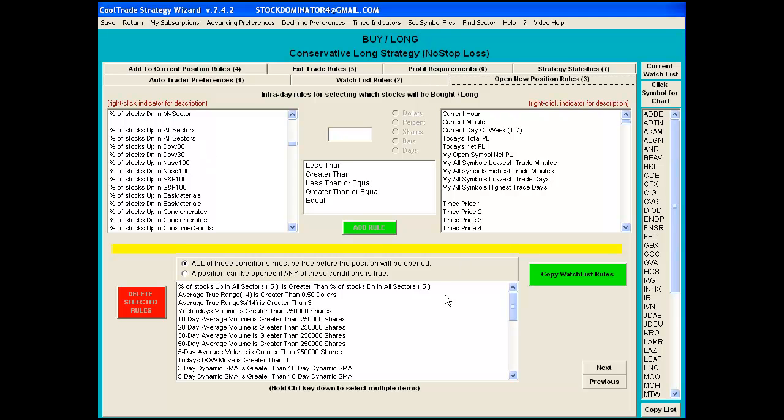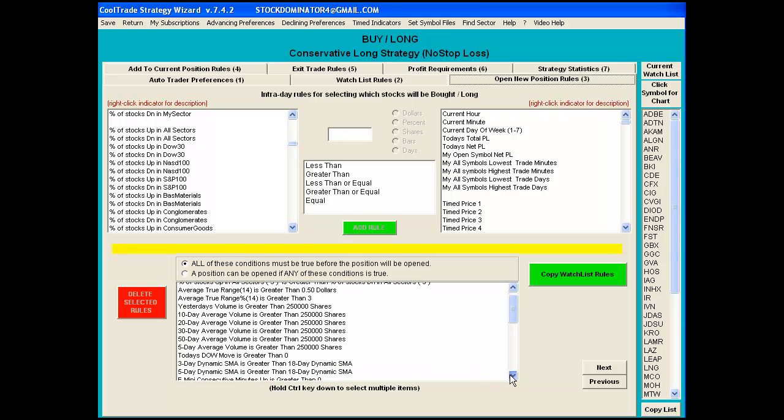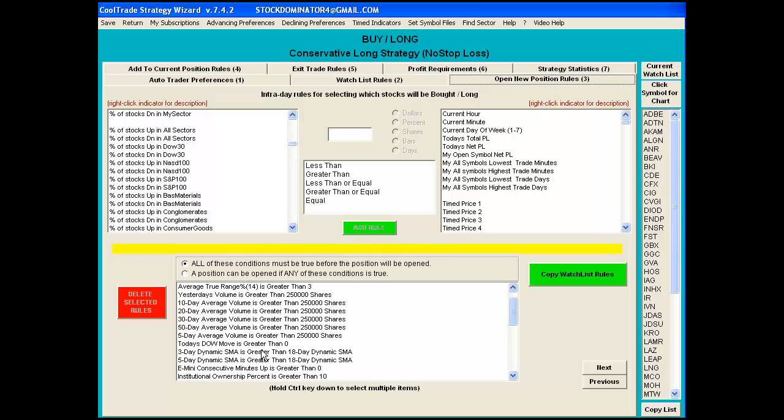conservative long strategy. This is one of the founder and man who programmed CoolTrade, Ed Barsano, one of his favorites, and it's got some cool features in it. There's a trend following aspect to it where these stocks are all trending one direction versus another. The simple moving averages dictate an upward trend in this strategy.